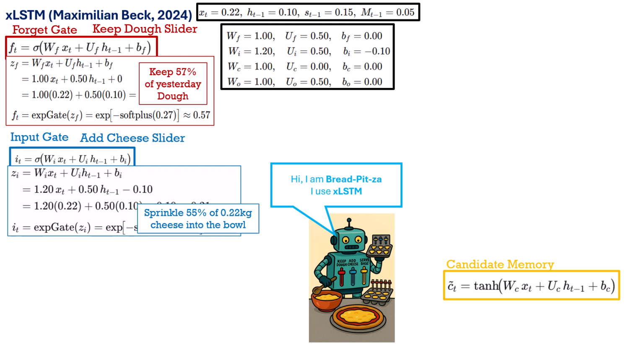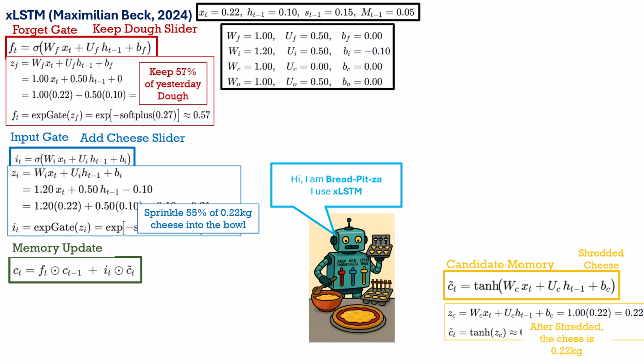Next, of course, you cannot put the solid cheese into the bowl. You need to grate it first or shred it first, so you can sprinkle it. Solid cheese would not work. So after shredding the cheese, the fresh solid cheese still weighs 0.22 kilo.